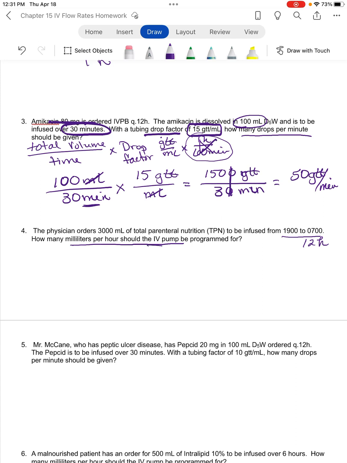And then this is an IV pump, so I'm wanting milliliters per hour. My total volume is the 3,000 milliliters. Now, to my knowledge, there's not a 3,000 milliliter IV bag. So over the course of the 12 hours, you're probably going to hang 3 IV bags. So it's 3,000 milliliters over 12 hours. Since it's an IV pump, I don't have a drop factor. So I'm just going to reduce the 3,000 over 12. 3,000 divided by 12, and I get 250. So that's 250 milliliters per hour. Okay. Again, don't overthink these.